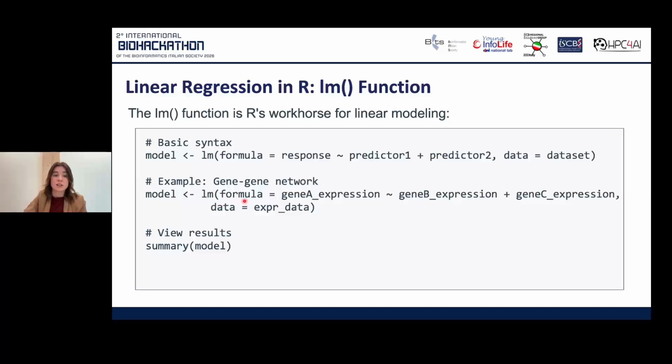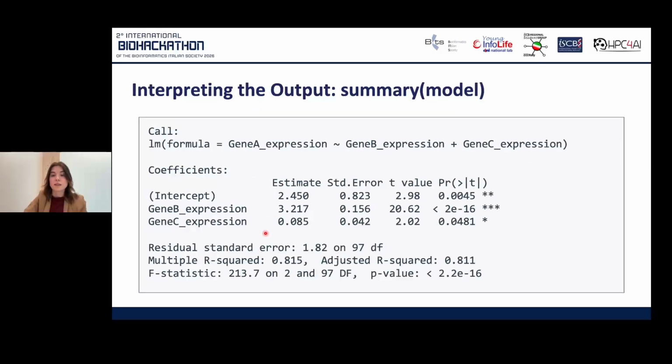That is pretty straightforward. You just input your regression function and your data, and what you get is a result similar to this one, where there are key things to look at. Of course, you want to look at the coefficients. So in this case, for example, the intercept is 2.4. So when both the expression of gene B and gene C are equal to 0, let's say they are off, the basal expression of gene A will be 2.4, for example.